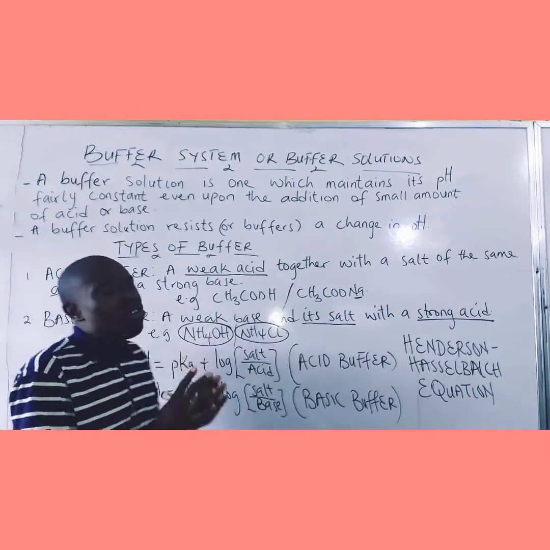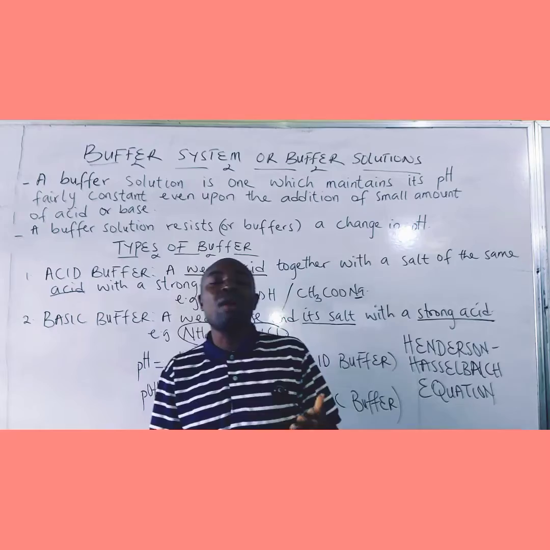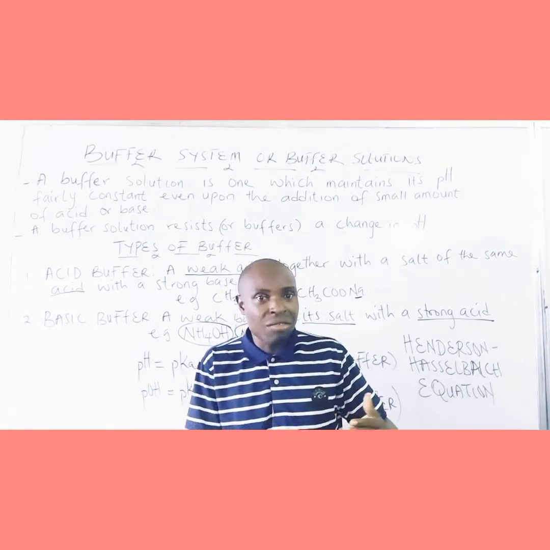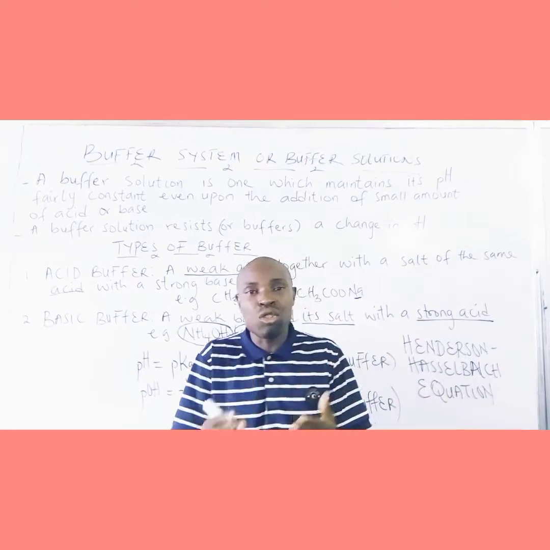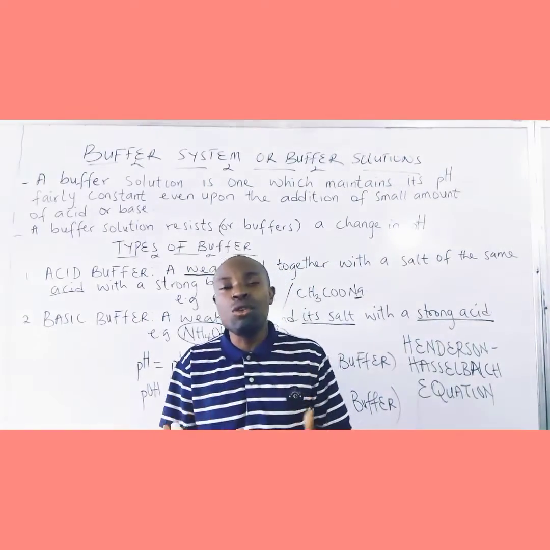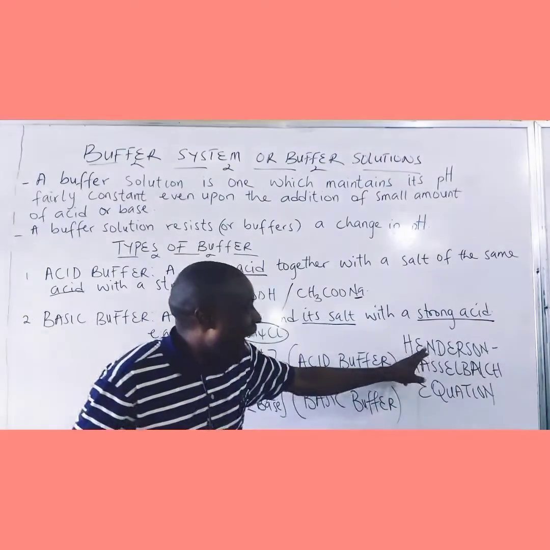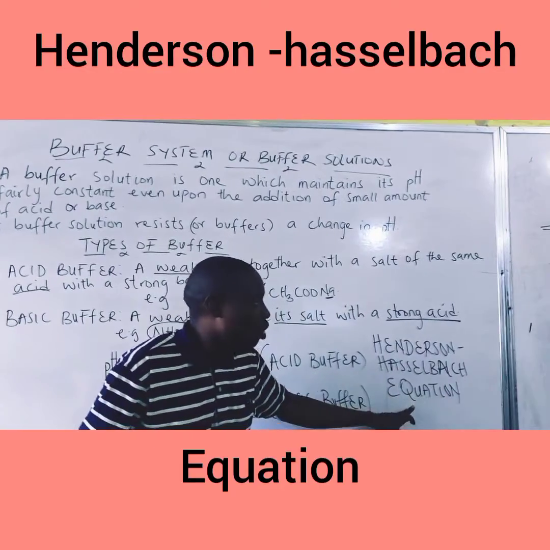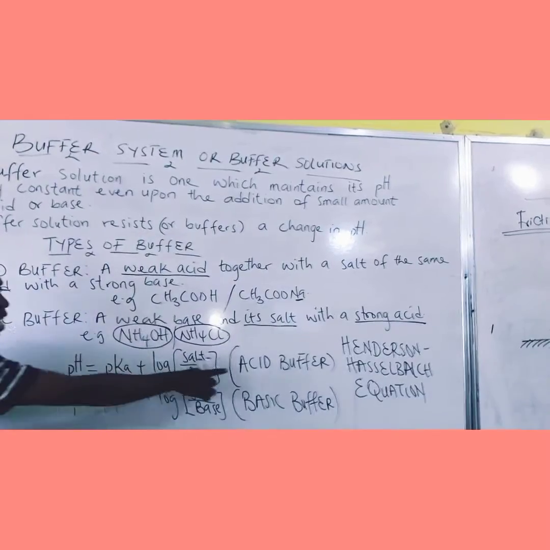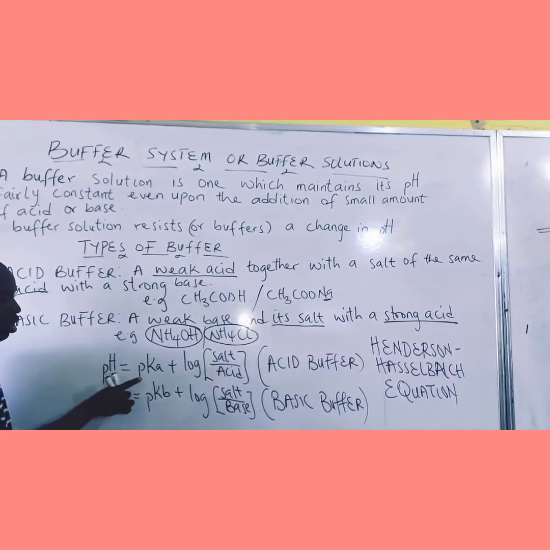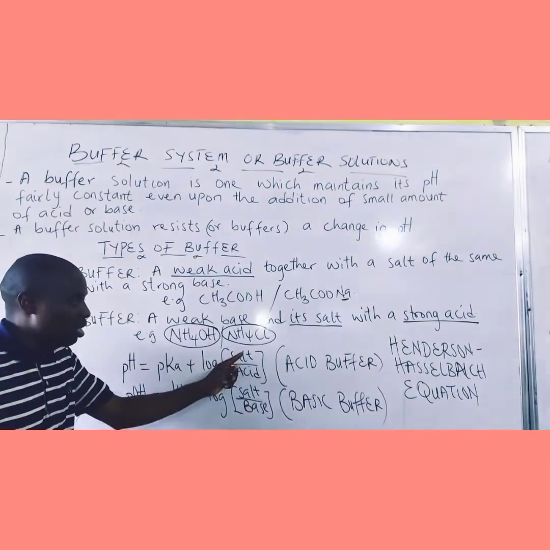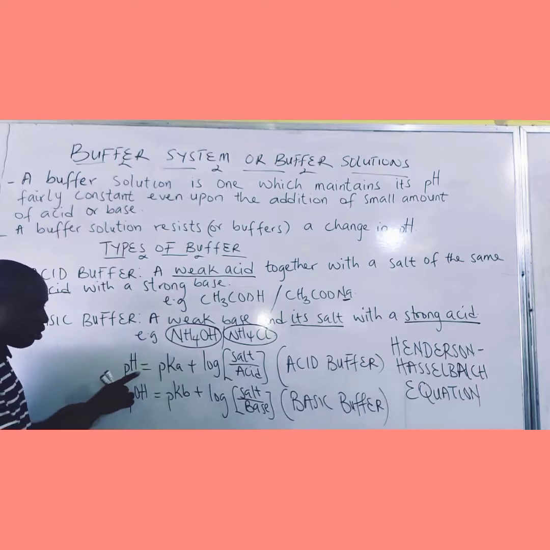On that very note, we should understand that we can calculate the pH of a buffer solution in the acid buffer and also in the basic buffer. The equation we use in doing so is what we call the Henderson-Hasselbalch equation, or simply the Henderson equation, which in the case of an acid buffer is: pH is equal to pKa plus log of the concentration of the salt over the acid. That is for the acid buffer.